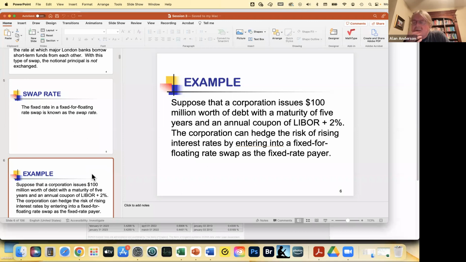So what they could do is partially or completely eliminate this risk by entering into a swap, as we'll see in a minute, where they essentially are offering to pay fixed rates to the dealer and receive a floating rate in return, so that what they're receiving from the dealer is offsetting to a certain degree what they're paying out to the bondholders. Right. So the diagram will tell us what we need to know.